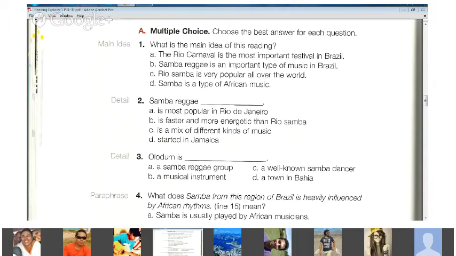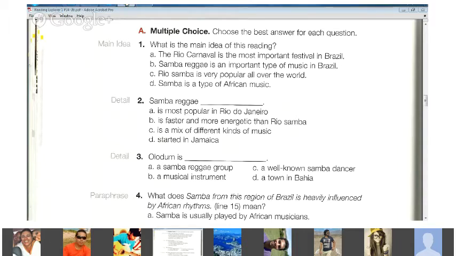Very good. Okay, number two. Would anybody like to read? Me. Okay. Go ahead. Is that Max? Yes. Samba reggae is the most popular in Rio de Janeiro. It's faster and more energetic than Rio Samba. It's a mix of different kinds of music that started in Jamaica.